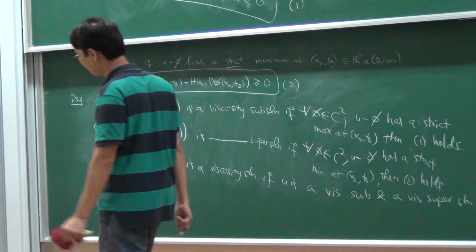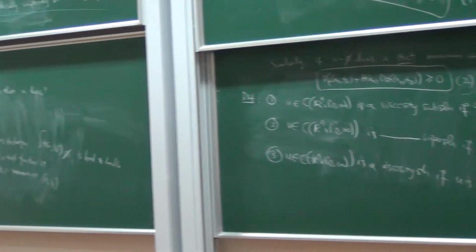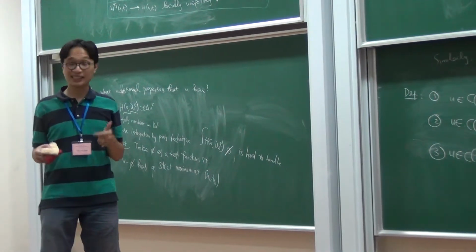So the name, this is a name that Crandall and Lions set to be viscosity solution. It's kind of confusing because from the first derivation we derived it from the vanishing viscosity method. So that's why Crandall strongly wanted to call it viscosity solution. But it's sort of misleading because later, if we go to second order equations and so on, the vanishing viscosity method doesn't make sense anymore.